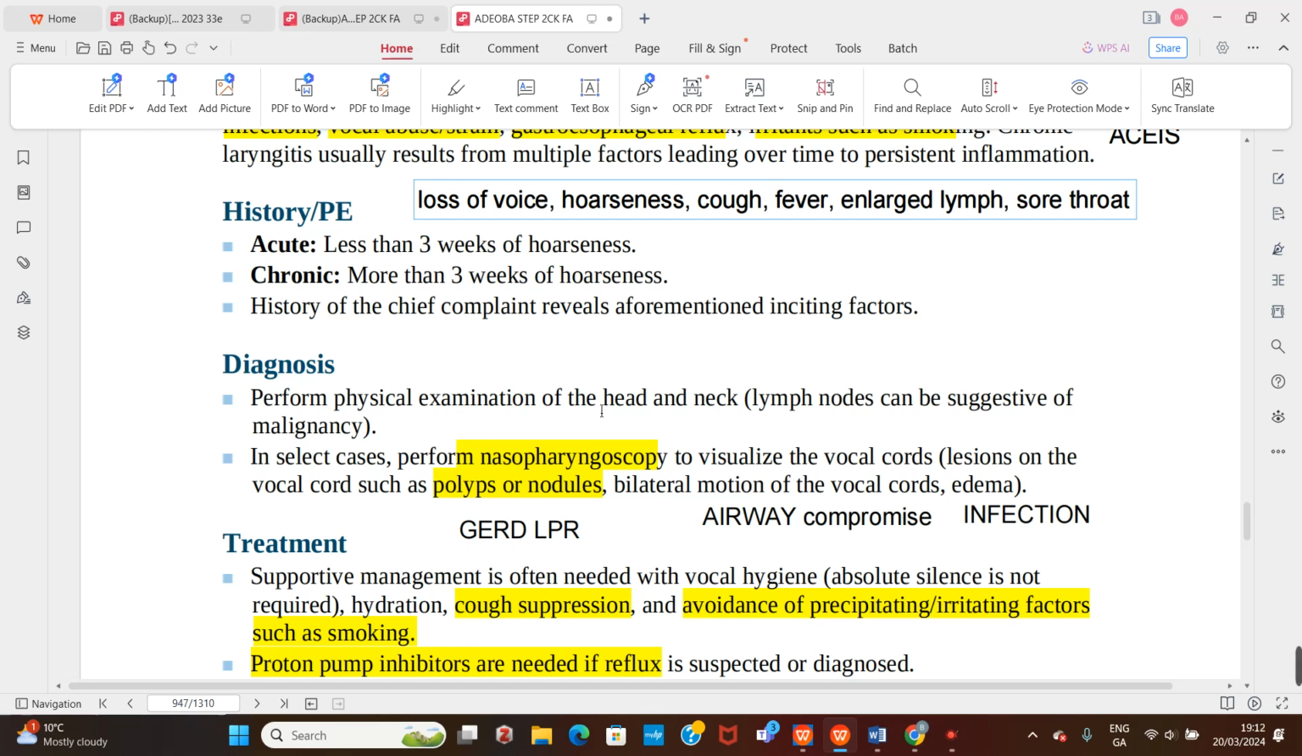You also want to look for cardinal features of inflammation like edema, redness, to rule out infection of the larynx. You want to look at the motion of the vocal cords. Are they moving? If they are not actually moving, that's impending airway compromise. So you want to intervene quickly, either by doing intubation or just securing the airway.